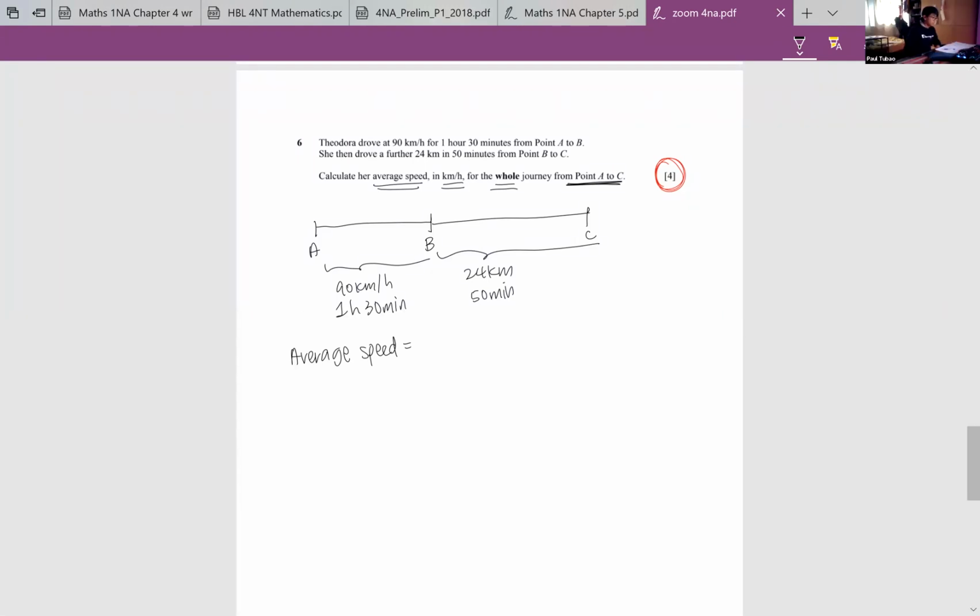The distance. Distance divided by the, what's this called again? Time, is it? Total time, correct? Okay, so basically for the average speed of the whole journey, I have to find the total distance from A to C and then the total time taken from A to C. So I have to do 2 things. My aim is to find total distance and I need to find total time.